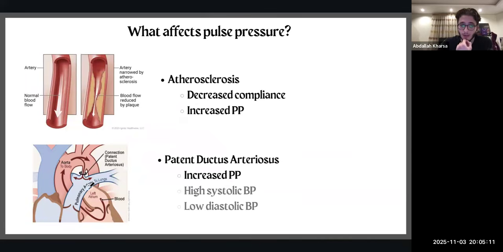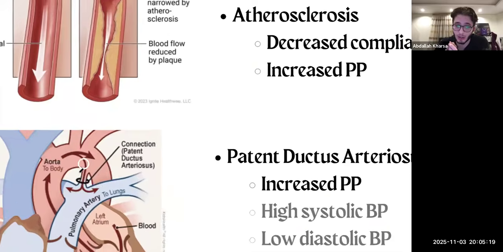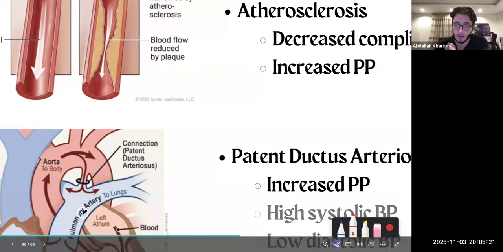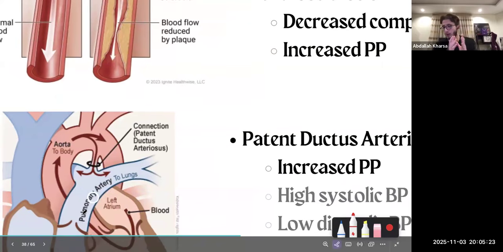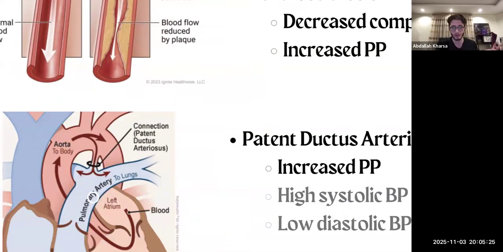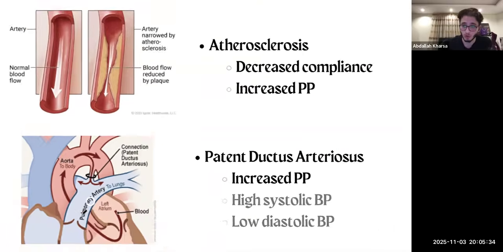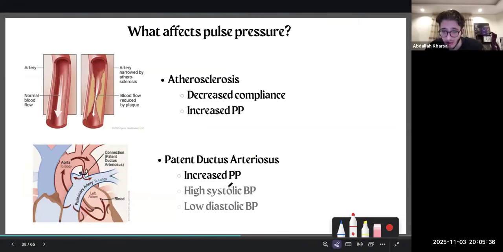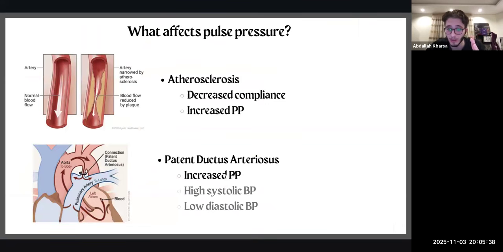Another thing is something called patent ductus arteriosus. This is a congenital defect. A person is born with this. It causes a shunt, a connection between the aorta and the pulmonary artery. It's normal in fetal life, but it's supposed to close when someone is born. Some people are born and it's still open, and it needs to be corrected surgically. Due to this, there's going to be an increased pulse pressure.